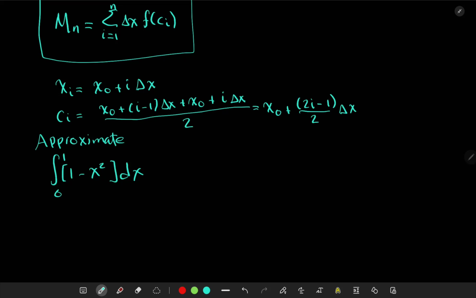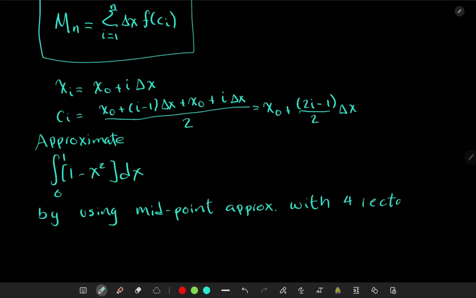So approximate this integral by using the midpoint formula, or approximation, if you will. Approximate using approximation, maybe not that great, with n rectangles, and n is going to be what, 4? Why not? So let's go ahead and do that.